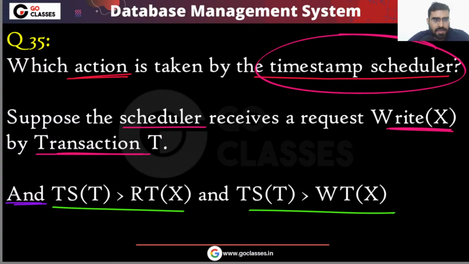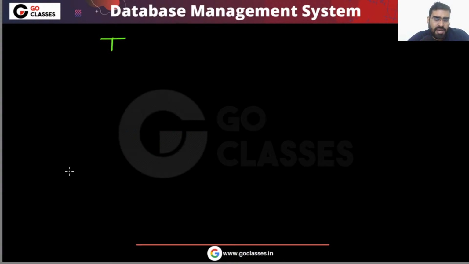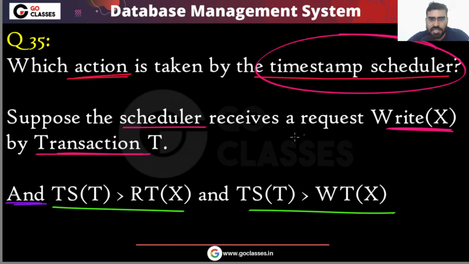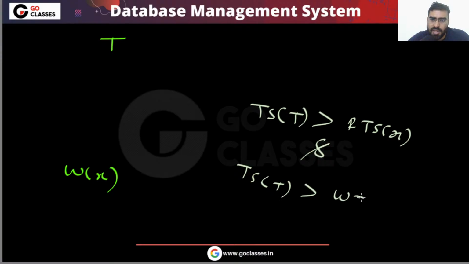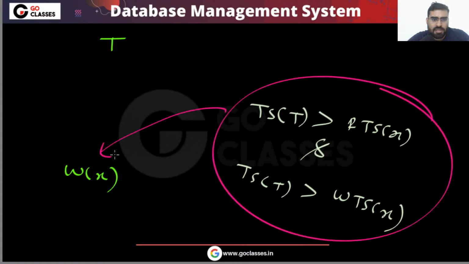So tell me, a request is coming from T. This transaction T wants to write X. And already it is saying that the timestamp of T is greater than this and greater than this. Then it should be allowed, yes or no? Timestamp of T is greater than read timestamp of X, and timestamp of T is greater than write timestamp of X. So definitely it will be allowed. In these two situations, this will be allowed.